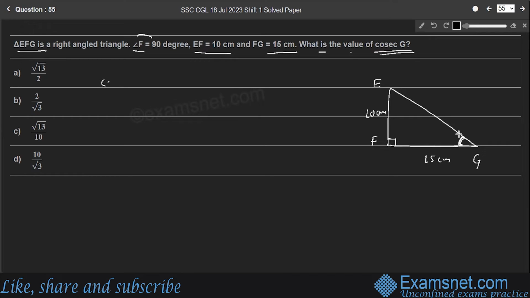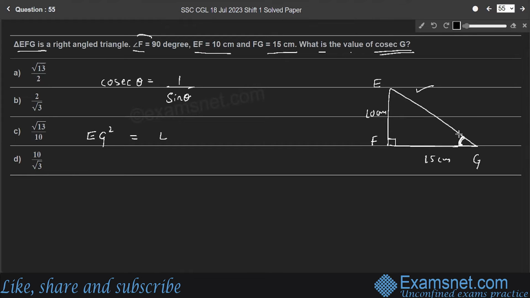So we know that the value of cosecant theta is inverse of sine theta. Therefore, cosecant G is inverse of sine G, right? So first we need to find sine G. Sine function is always opposite by hypotenuse in a right angle triangle, right? So we need to find the hypotenuse. In triangle EFG, the hypotenuse is EG.